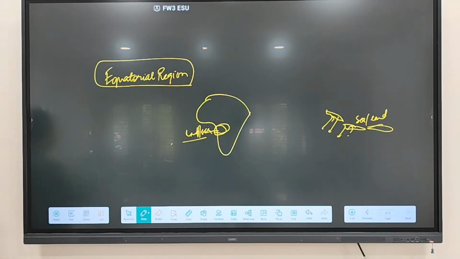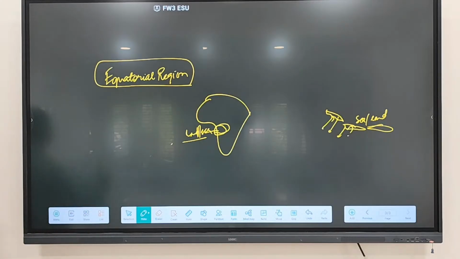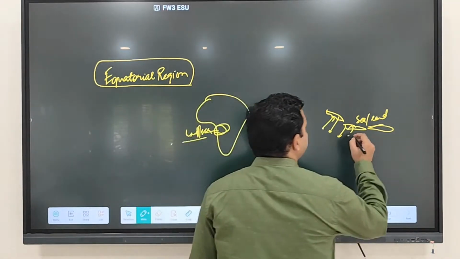Clear? So remember, during the daytime what will happen? The land gets heated quickly, so there is low pressure on the land and high pressure on the sea. As a result, wind will blow from sea towards land, and that is called a sea breeze. At night, the opposite thing happens. So climate moderation also happens in this particular region.